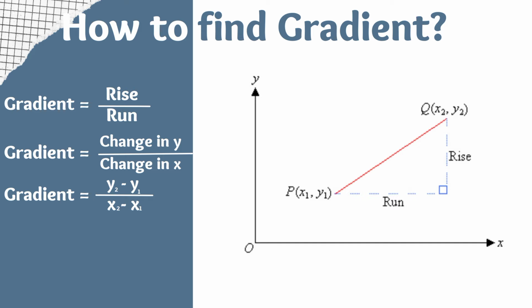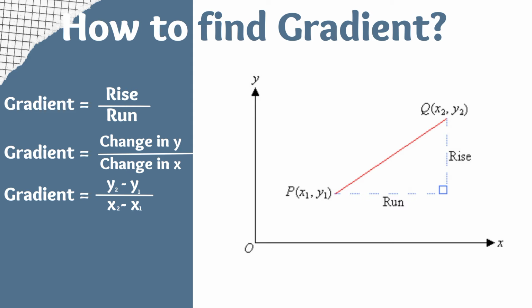You can see the graph on the screen. There is a red line that has two coordinates, P and Q, where the components of P are first x, first y, and the components of Q are second x and second y. That means when we want to find the gradient, we can also use the pattern second y minus first y divided by second x minus first x. And we also have to remember that the gradient of a straight line is denoted by m.